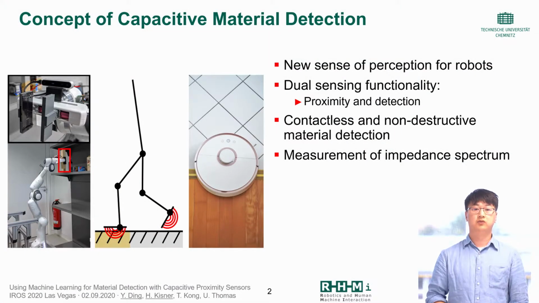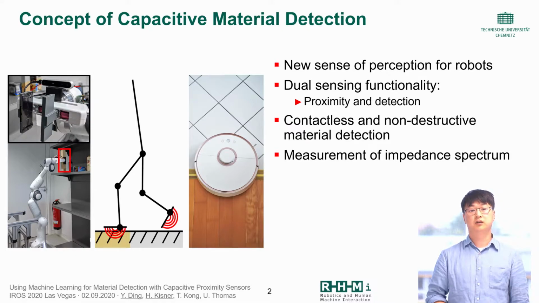Let's start with a short introduction to capacitive material detection. Objects influence the electric fields between two capacitive plates differently, depending on their materials and their permittivity. We can take advantage of this effect and provide a new sense of perception for robots. For example, when capacitive sensors are placed within robotic grippers, the robot can detect what material the object is made of, even though several different objects may be identical in texture and shape.